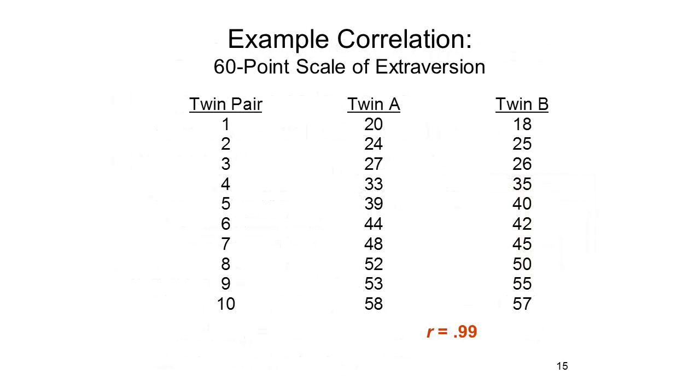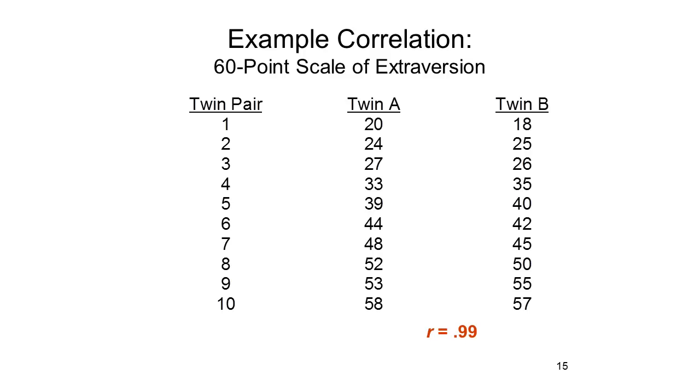This data is made up. Imagine that we had a set of 10 twins, 20 individuals, and we administered to them a 60-point scale of extroversion, and simply calculated their scores. You can see just by inspection that there's a high degree of correspondence between the scores of one individual and the score of his or her twin.